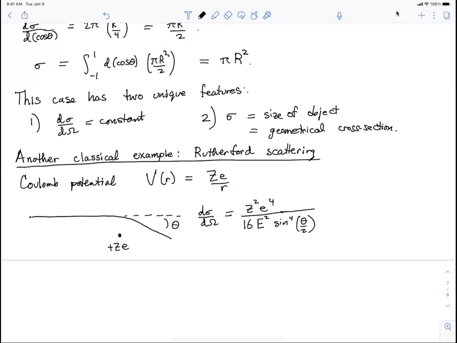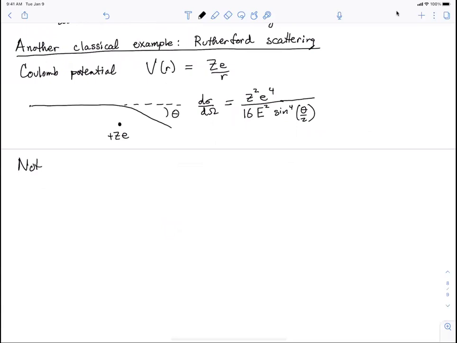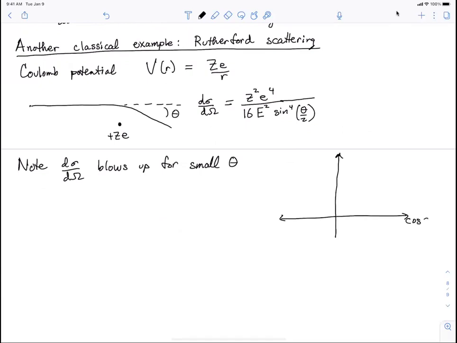Okay. So when the deflection angle is very small, this thing actually blows up. So let's draw a picture. So note, d sigma by d omega blows up for small theta. In fact, if you graph it as a function of cosine theta, from minus 1 to 1, it does something like this, right? It blows up here. And so the thing is, that's a problem if you're going to try to integrate to get the total cross section. In fact, you'll get infinity for the total cross section.